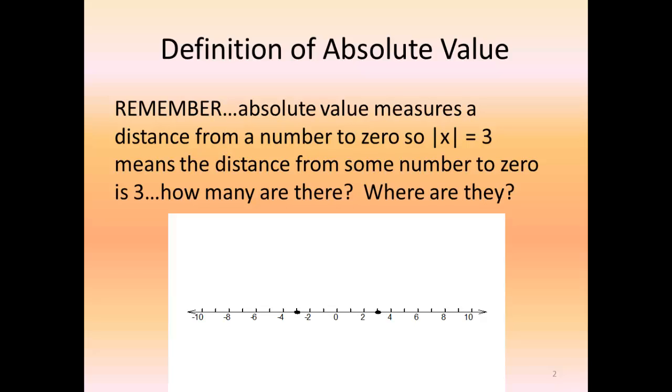So, how many solutions are there? Here, this point is 3 spaces from 0, and this point is 3 spaces from 0. So we actually have 2 solutions. Our solutions would be x equals -3 and +3, or x equals positive and negative 3.